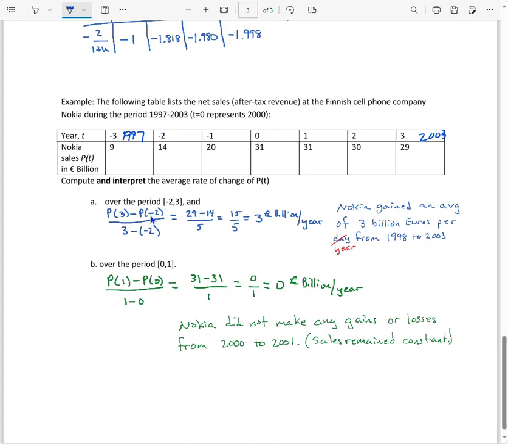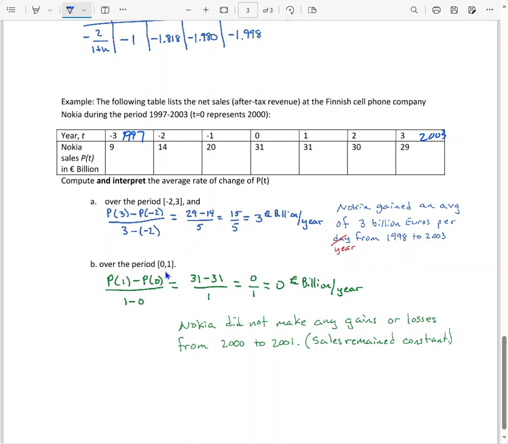So I know this will be P of 3 minus P of -2 over 3 minus -2. After all, an average rate of change is just a slope. So I get 29 minus 14 over 5. 29 minus 14 is 15. 15 over 5 is 3. Awesome. The average rate of change is 3. 3 what? 3 billion euros per year. What's in the bottom? The years. What's in the numerator here? This is our billions of euros. So Nokia gained an average of 3 billion euros per year from 1998 to 2003. This is our interpretation. Excellent.